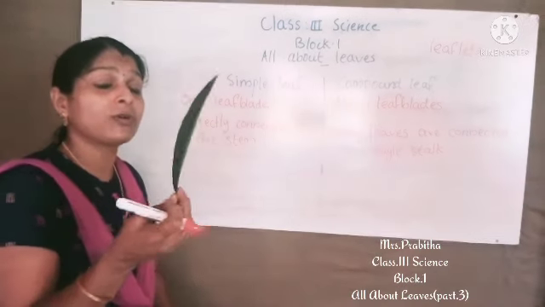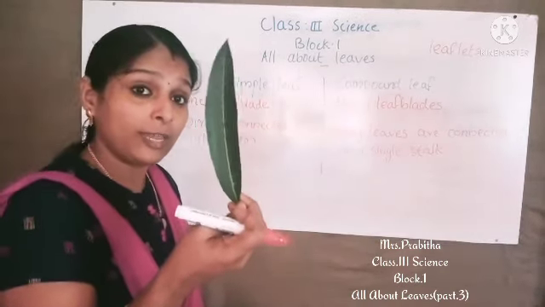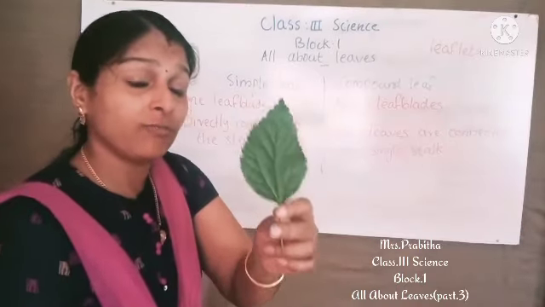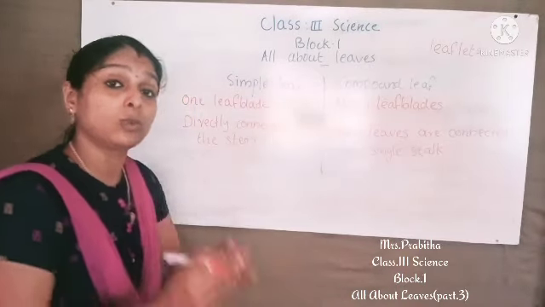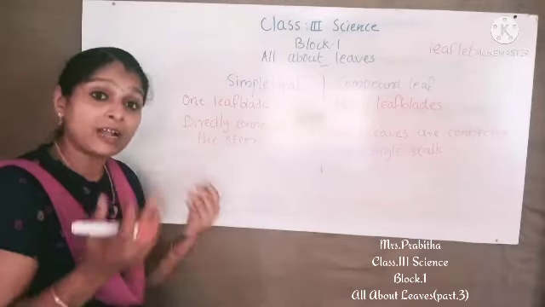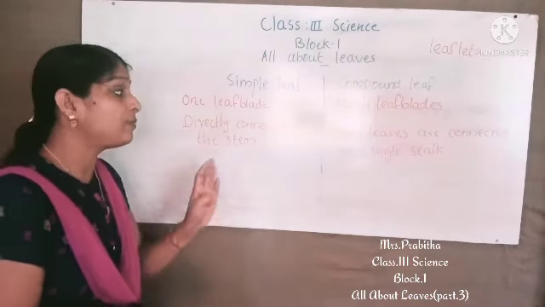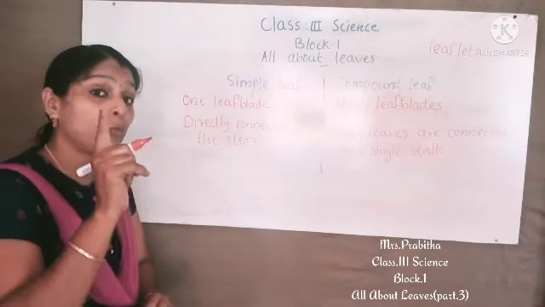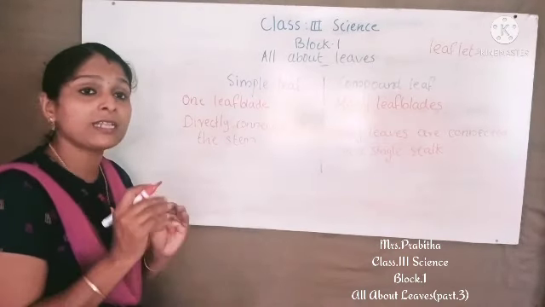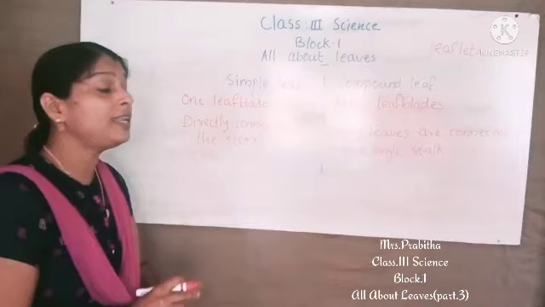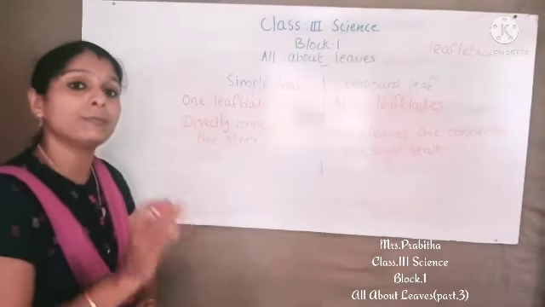Yes, examples for simple leaf are mango leaf, hibiscus leaf. Then we can find many examples, tulasi leaves, then jackfruit, leaf of jackfruit tree. That all we can say are examples for simple leaf because it has only one leaf blade. Which plants have only one leaf blade?